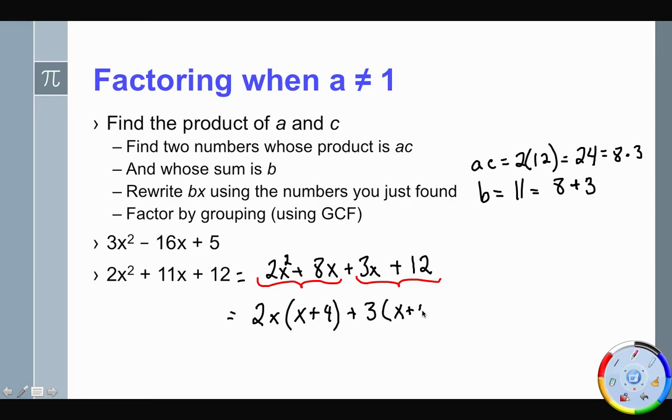Now again, remember, the whole point here is to get these two things in parentheses to be the same thing. If they're not, something went wrong. And then lastly, we look at this piece, and we factor out the x plus 4. When we factor out the x plus 4, we're left with the 2x and the plus 3. And there we go. We have the factored form for 2x squared plus 11x plus 12.